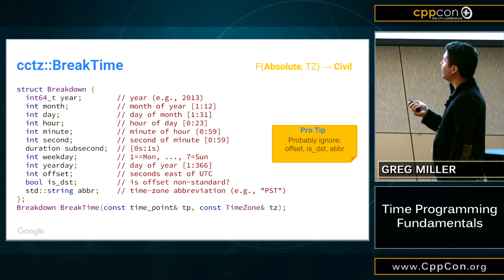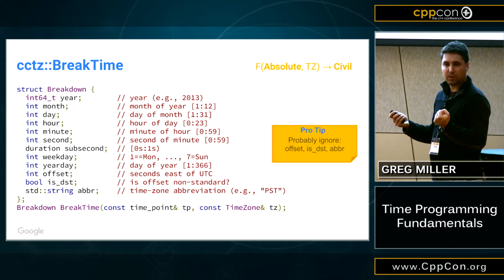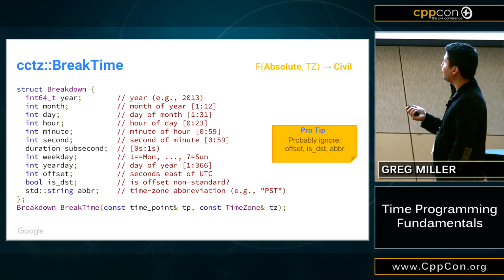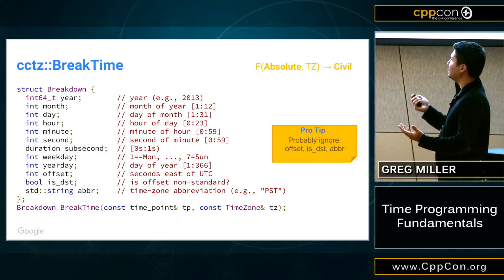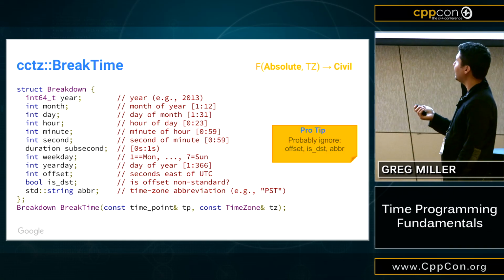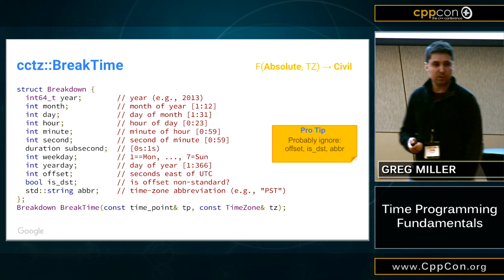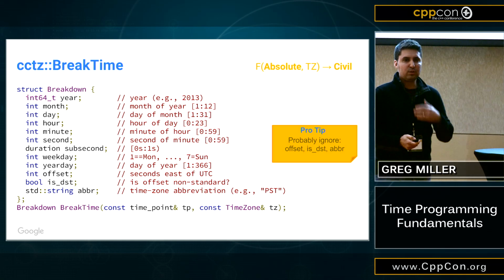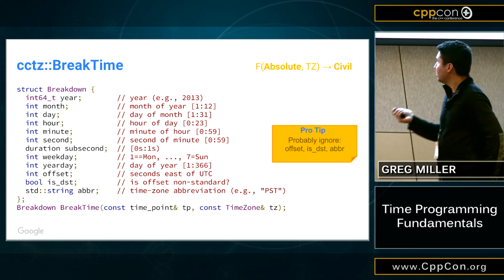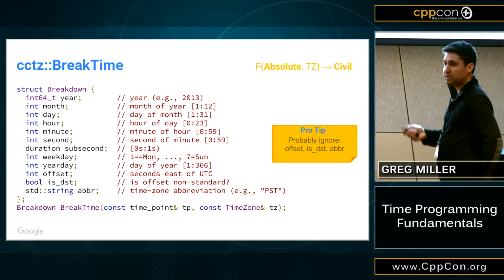It has the year, month, day, hour, minute, second. Those are the main civil time components. There's additionally a handful of other fields in here that you might need, like weekday and subsecond and year day. There's also these three down here: offset, is DST, and abbr, the time zone abbreviation. I think you should probably not be using those last three fields. You should probably ignore them.